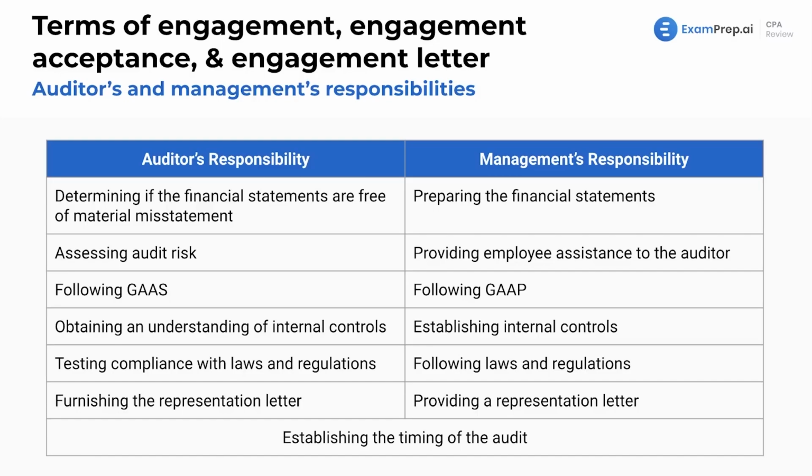Let's run through this. So determining if the financial statements are free of material misstatements. Yep, so management prepares them. The auditor is supposed to provide reasonable assurance that they're free of material misstatement. Management has to provide employee assistance to the auditor. Auditor has to assess audit risk, which we've got a whole lesson on.